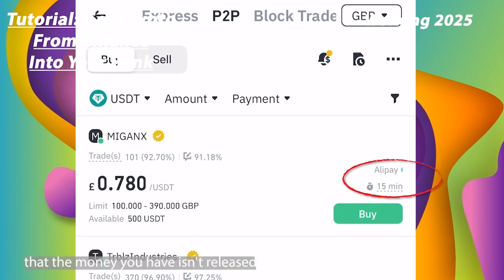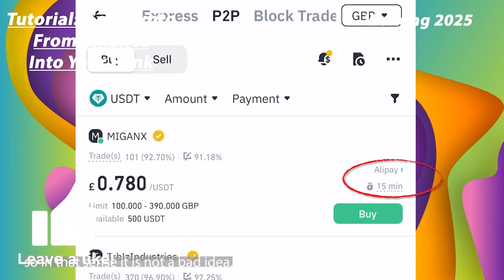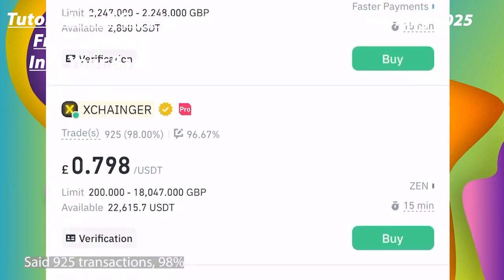The money you have isn't released till the person has sent you the money to your bank account. They don't get your crypto until you select, yes, I've received the money in the bank. So in that sense, it is not a bad thing. Some of them will have Pro, for example, next to them as well. So 925 transactions, 98% conversion rate as well.